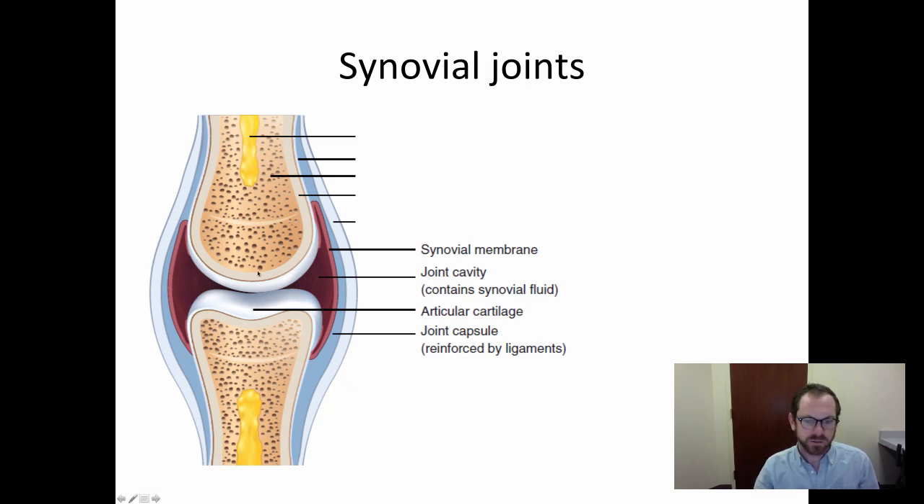At the ends of the bones, you have articular cartilage. This is going to prevent the bones from rubbing together. And then on the outside of your synovial membrane, you have a joint capsule. And this joint capsule is going to hold everything in place, and it's going to be reinforced by ligaments that hold these bones together.